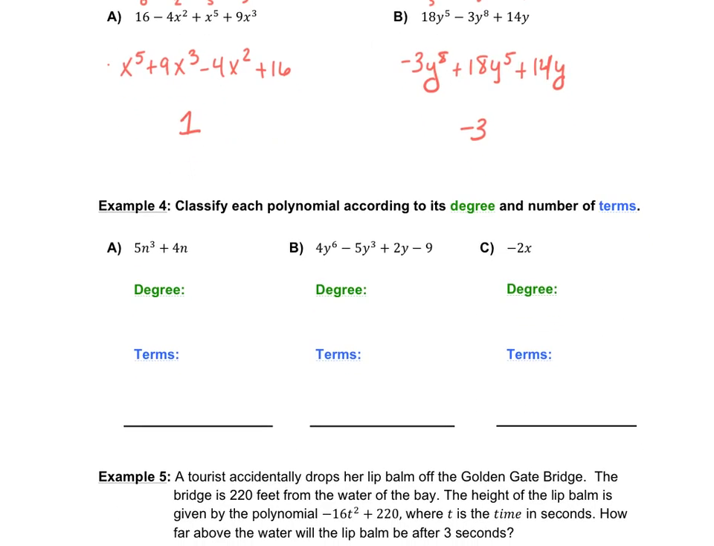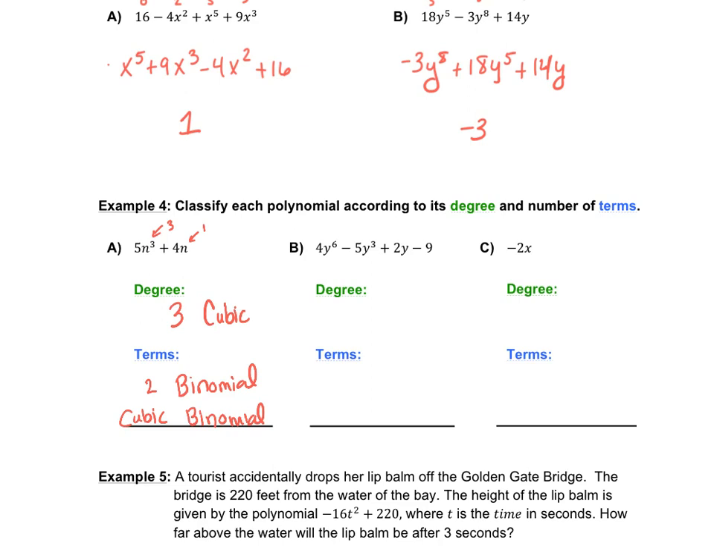Classify each polynomial by the degree and terms. So the degree, we're going to look at each monomial. My options here are 3 or 1. We keep the highest, so it has a degree of 3. We call that cubic. And the number of terms is 2. We call that binomial. So this is a cubic binomial.